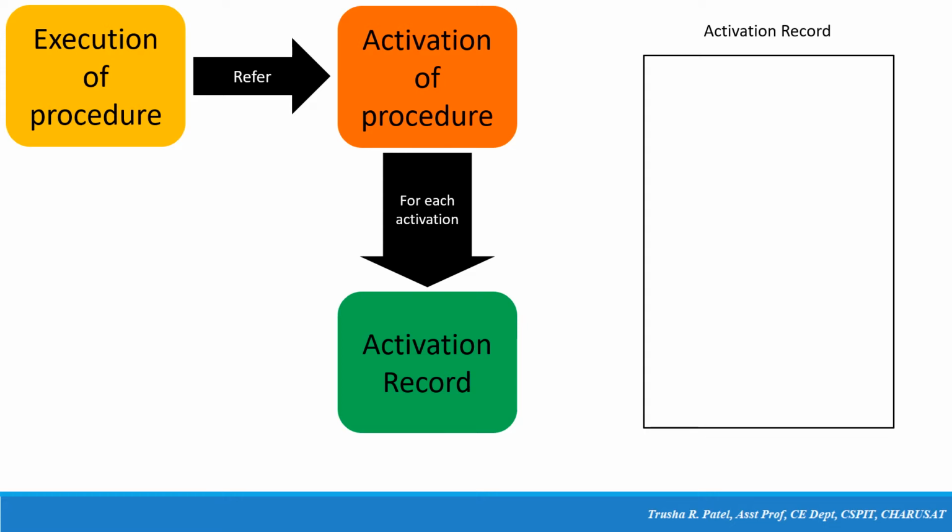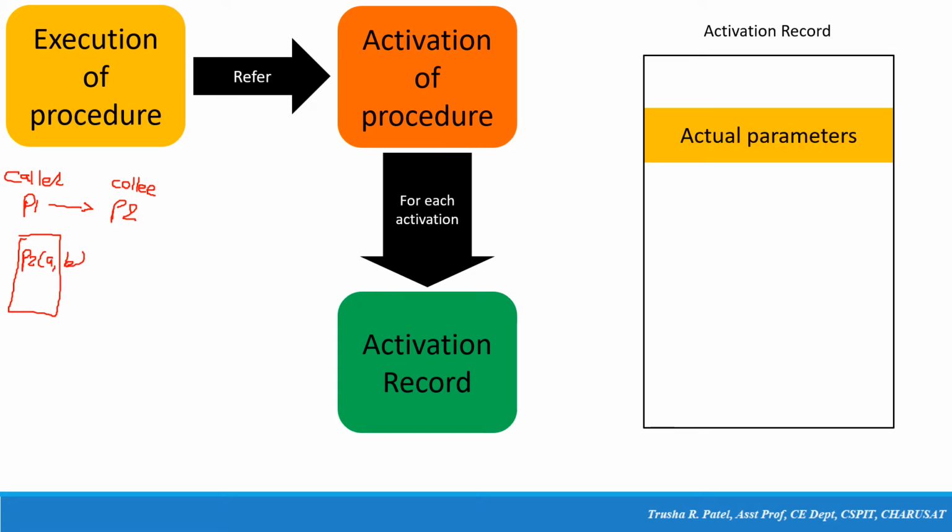We have procedure P1 which is calling procedure P2. So here my P1 is called the caller and P2 is called the callee procedure. Now inside P1 I am calling P2 with some variables A and B. So in the activation record of P2, the actual parameters, that is A and B, are going to be saved.